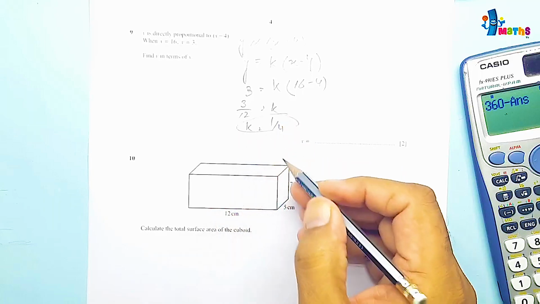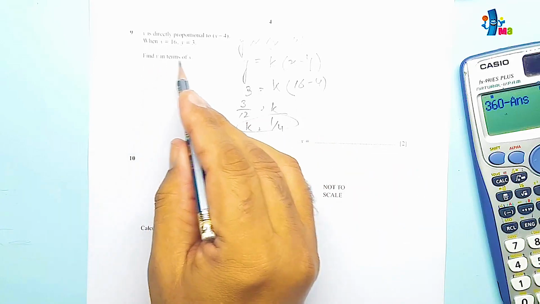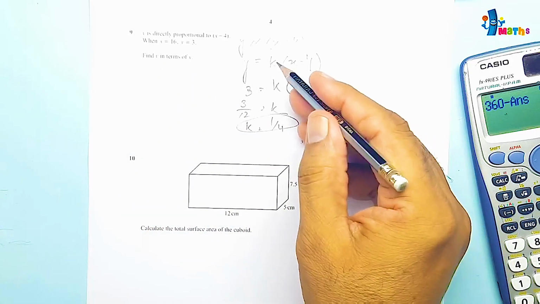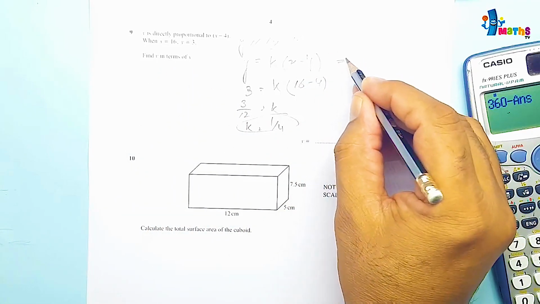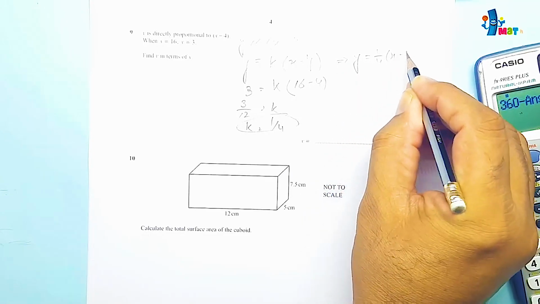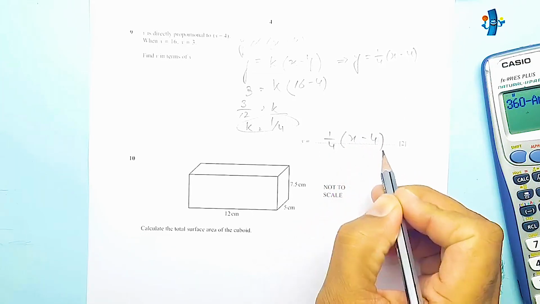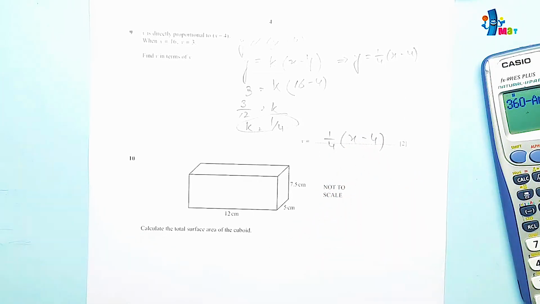So this is the k value, and they are saying find y in terms of x. This k value we will replace in this equation, which implies y is equal to 1 by 4 times x minus 4. So 1 by 4 (x minus 4) will be our answer. Question number 10.